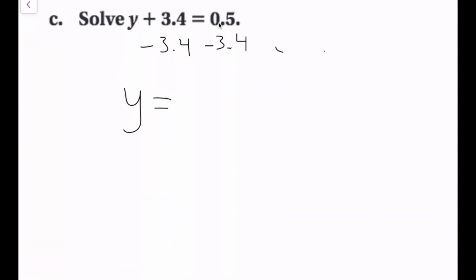And then here I have 0.5 minus 3.4. Well, if you're not sure, we see which number's absolute value is bigger, which is going to be 3.4.